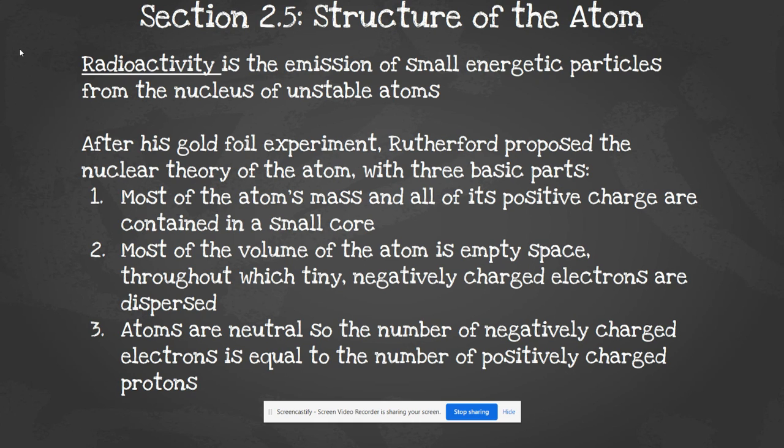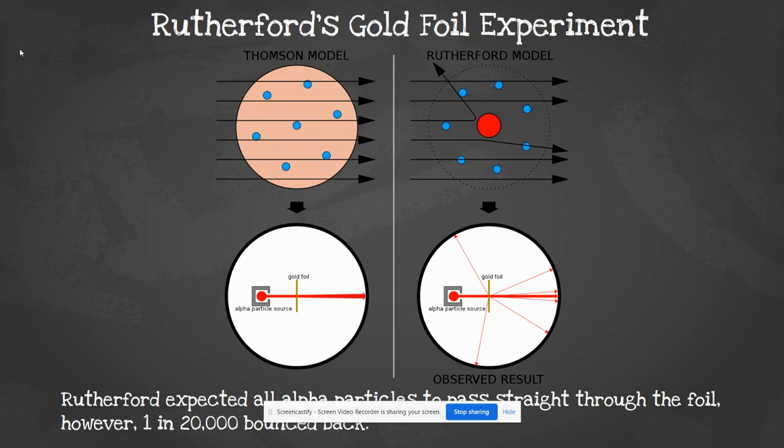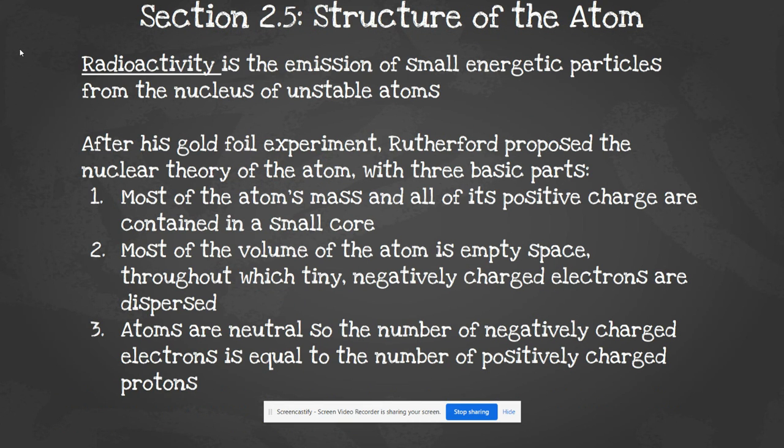Radioactivity is the emission of small energetic particles from the nucleus of unstable atoms. Radioactivity can be alpha, beta, or gamma. And these are little particles that come out of the nucleus of the unstable atoms to help restore stability.